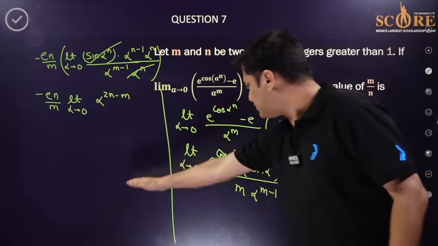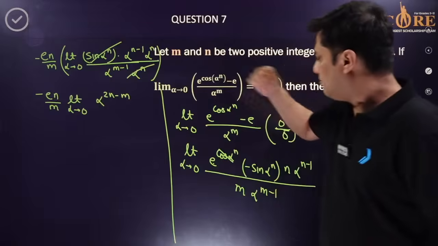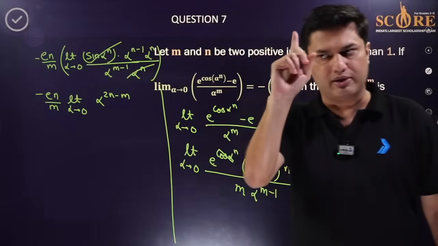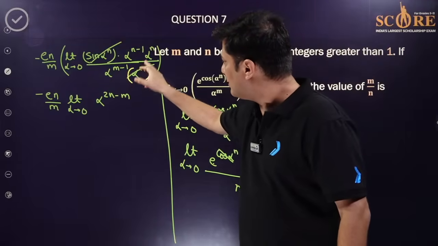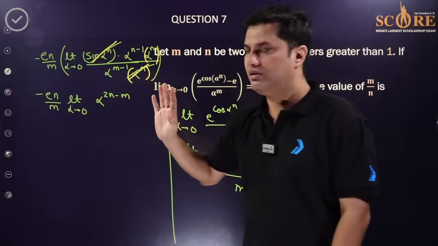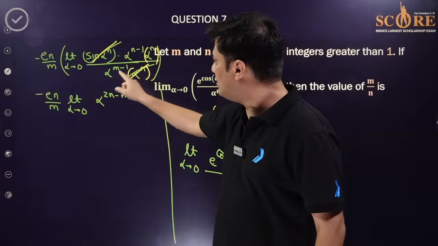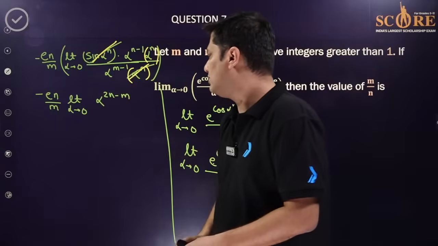I have taken out constant e n m. So minus e n by m is outside. The limit of sin theta by theta is 1. So I have divided by sin alpha to the power n, multiplied with alpha to the power n. See? So this sin theta by theta becomes 1. So I am left with alpha to the power 2n minus 1 upon alpha to the power m minus 1. That is alpha to the power 2n minus m.